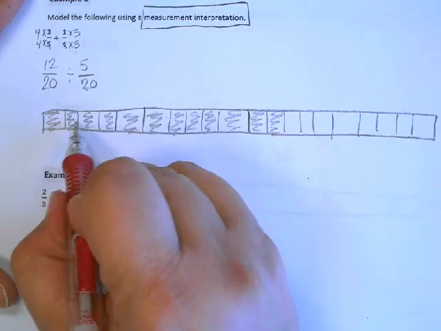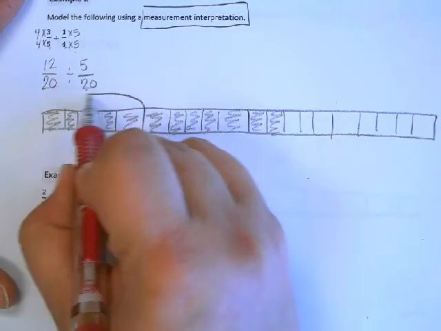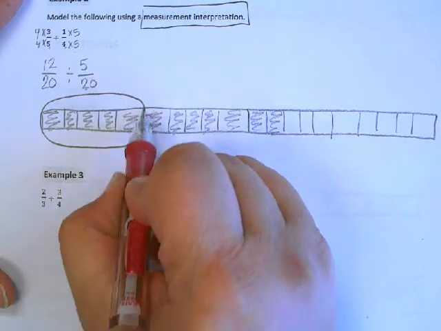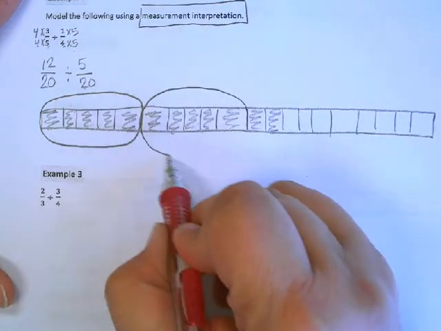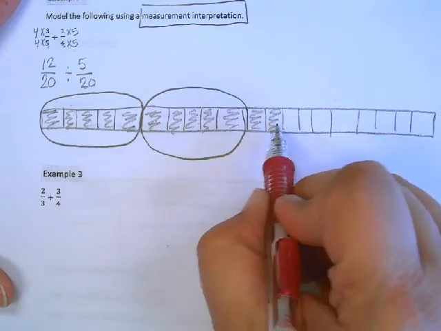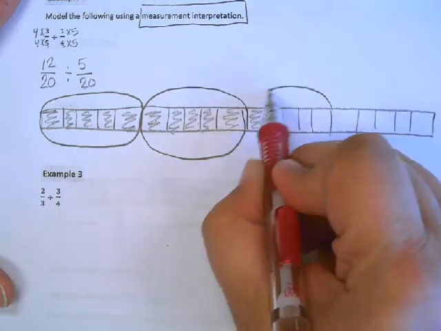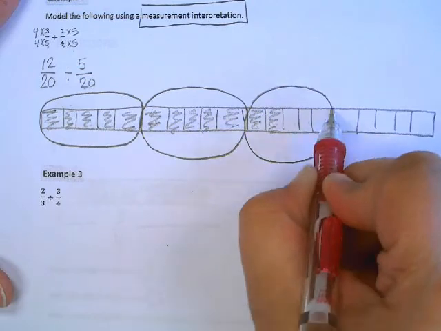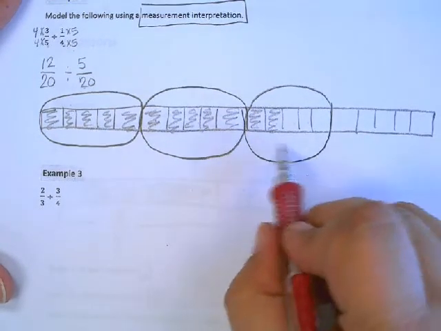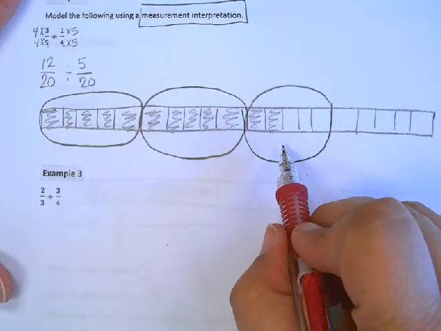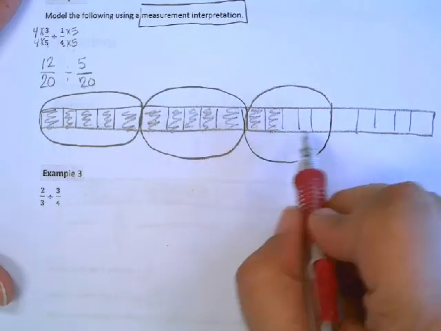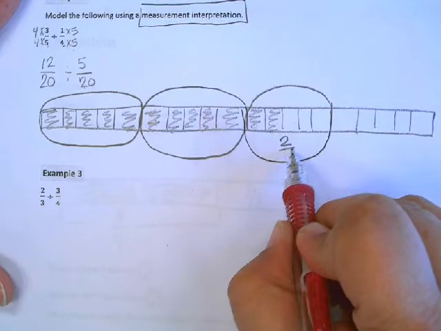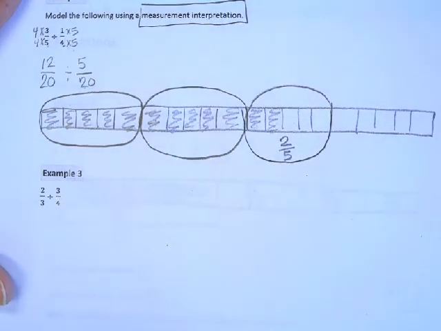So 1, 2, 3, 4, 5. Draw a circle. 1, 2, 3, 4, 5. Draw a circle. 1, 2, 3, 4, 5. Draw a circle. But this last circle doesn't represent a whole since they're not all the way colored in. It represents only what I've got colored in, which is 2 out of 5. So this actually represents 2 out of 5.